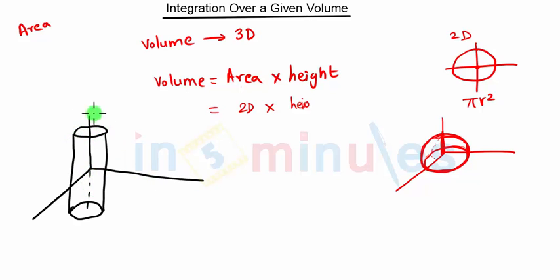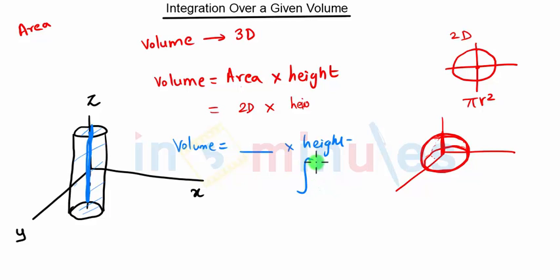This is the z-axis, this is the x-axis, and this is the y-axis. So we have to find the volume of this cylinder, and we cannot apply the direct formula of volume here because we have to use integration to find the volume. So to find the volume of this cylinder, what are we going to do? We know that volume is area into height. What is the height of this cylinder? We will find the height of this cylinder and integrate that height. So height is on the z-axis.